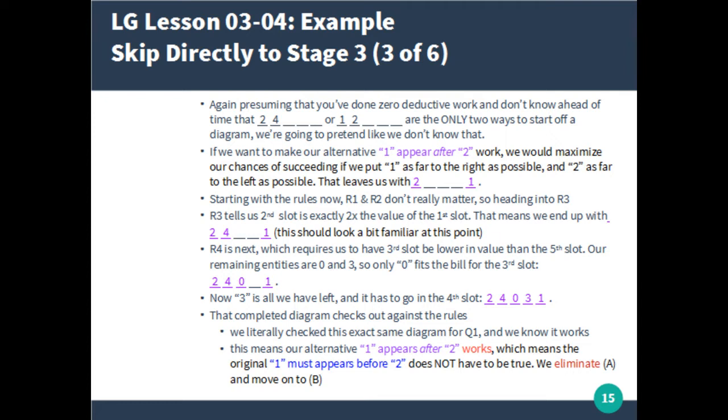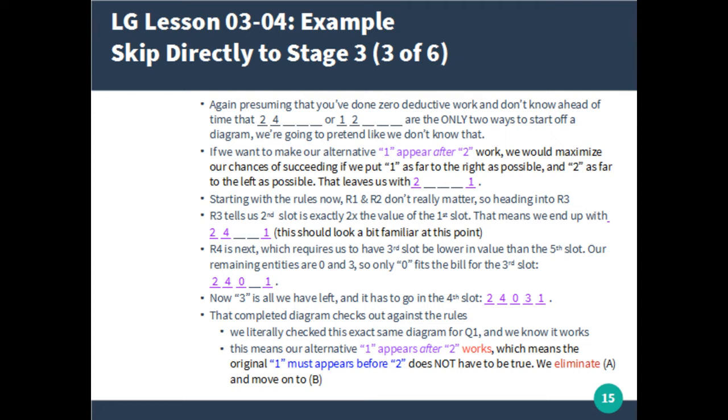Rules 1 and 2 don't really help us here, so we will instead go right into Rule 3. Rule 3 tells us the second slot is exactly twice the value of the first slot. That means we end up with 2, 4, blank, blank, 1, and that's just how math works, right? Of the numbers that we have remaining, which are 0, 3, and 4, the only way to fulfill Rule 3 with the numbers that we have is to put 4 in the second slot. Note also that this should start to look a little bit familiar to you at this point. This is probably going to end up the same, if not identical, to what we had from question 1.